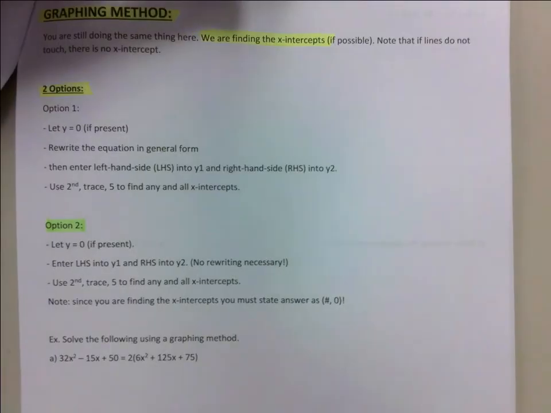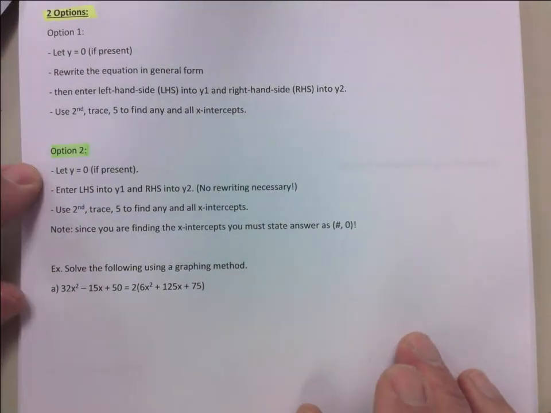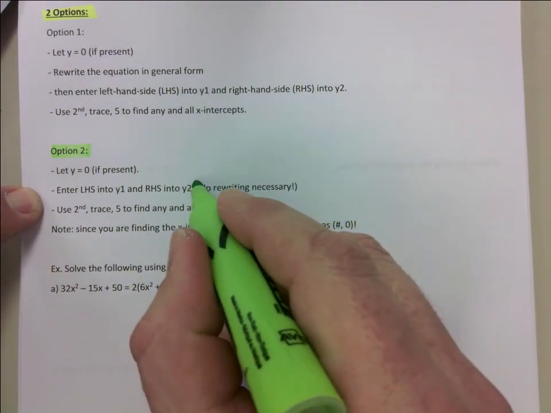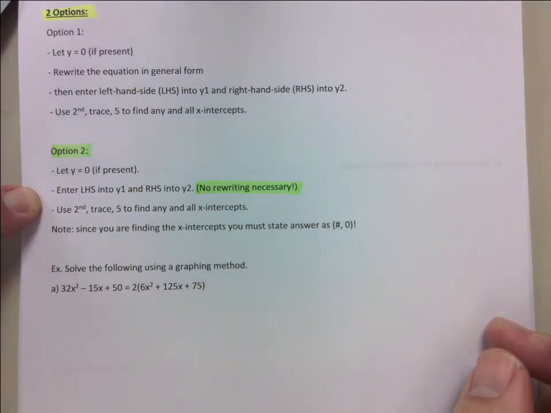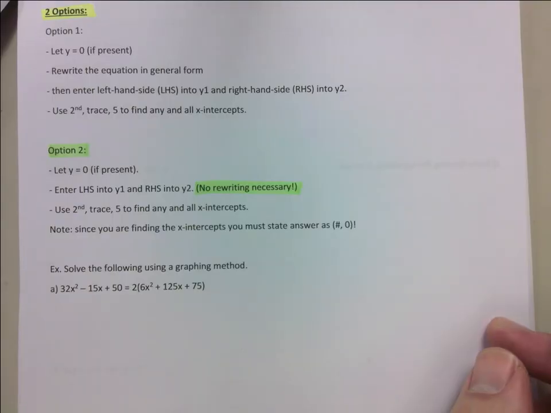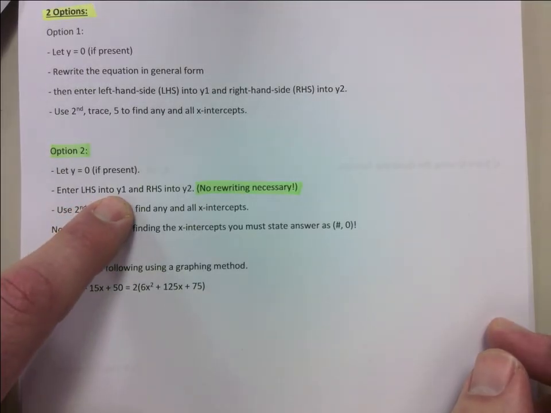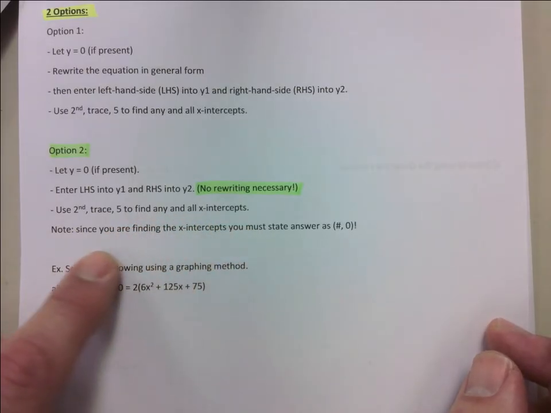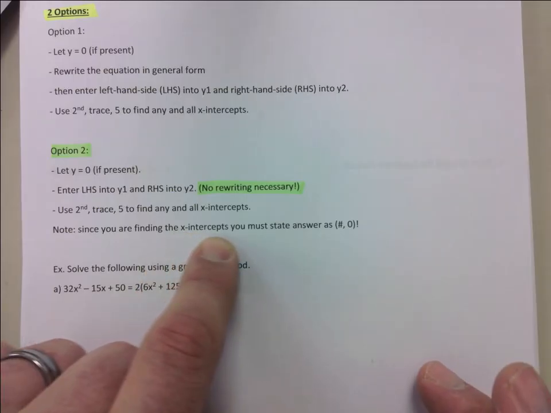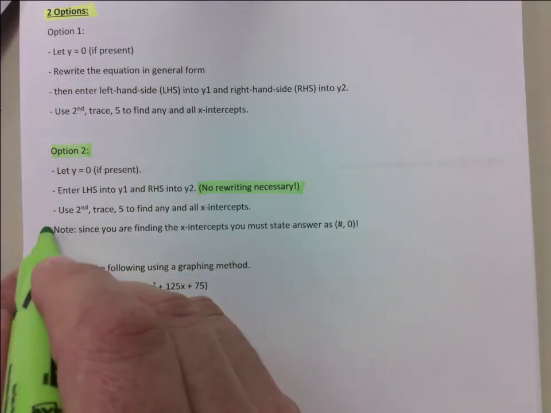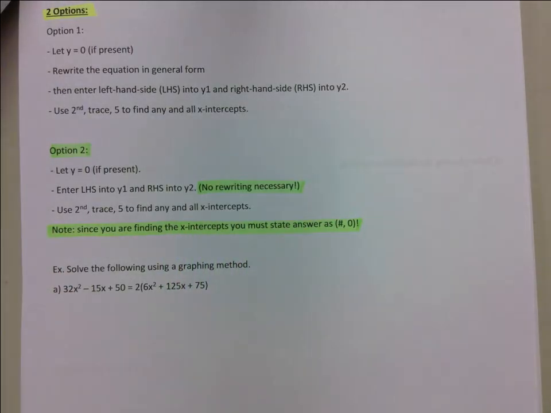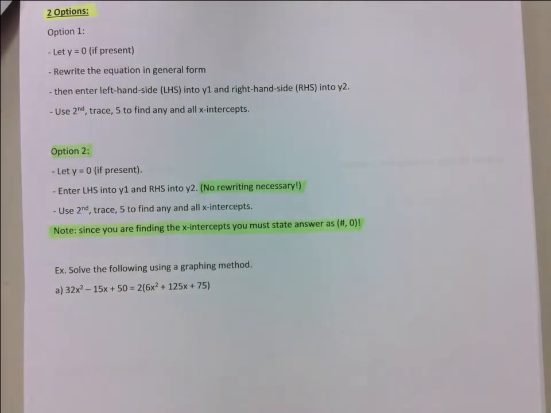Option 2, we still let y equal 0 if present, but there's no rewriting necessary. Okay, there's no rewriting necessary with this format. We enter the left-hand side into y1, right-hand side into y2. Second trace 5 to find all the x-intercepts. Since you're finding the x-intercepts, you must state this, this is important, this is something you need to take into account, or else you will answer it wrong if you use this method. Okay.